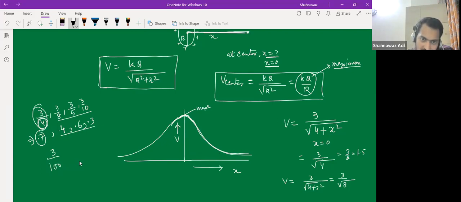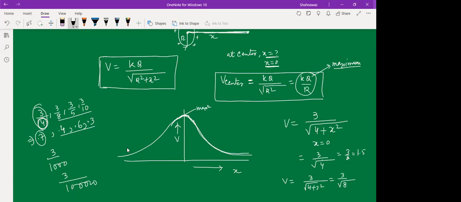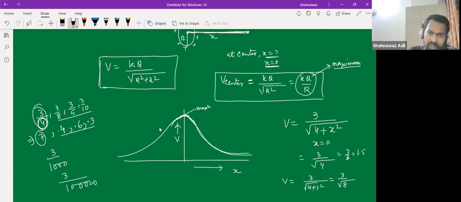3 by 1000, right? So this will decrease further, and 3 by a very big value will be close to 0. Is this clear to you? Similarly, we have a root, so this can have a negative value also. In negative value, it will also decrease. Is that clear? Yes, sir. Thank you. So noted up to this point.